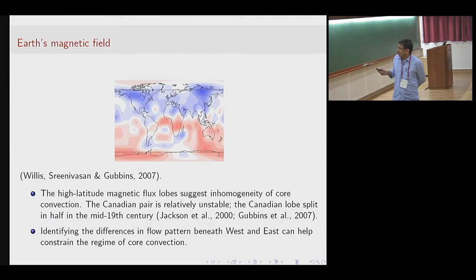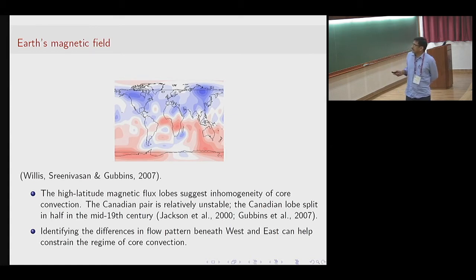and these are at relatively high latitudes, and they happen to be sitting beneath Canada as well as beneath Siberia in the present-day field. And there is also a matching magnetic flux patch in the southern hemisphere. It has been a long time since people proposed that this preferred orientation of the magnetic field has to do with the interaction between the core and the mantle.